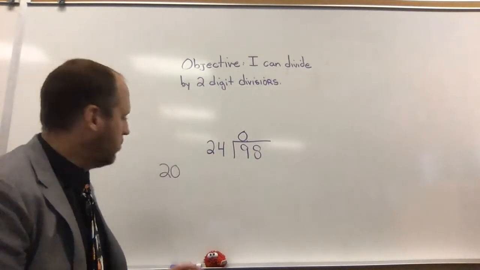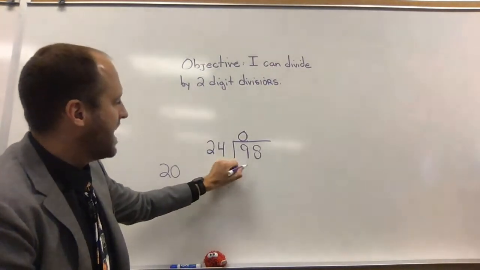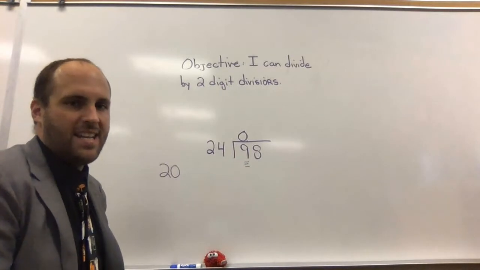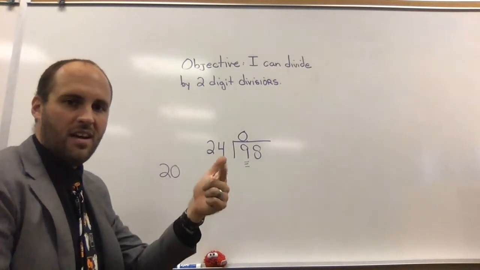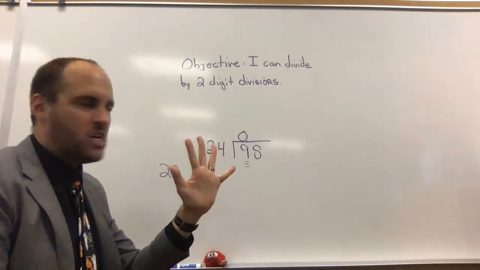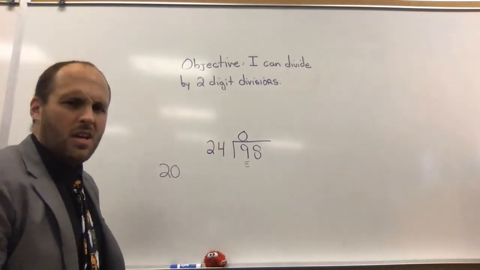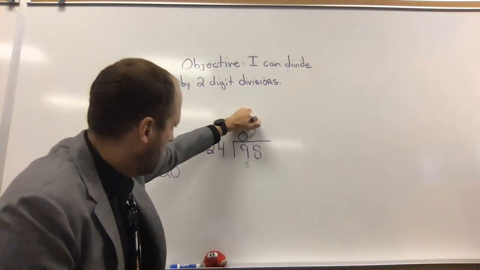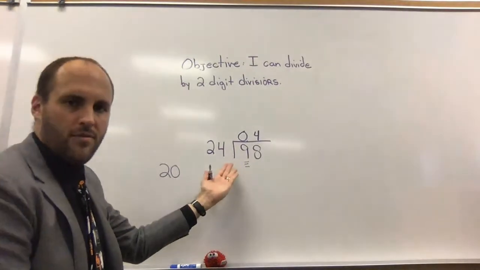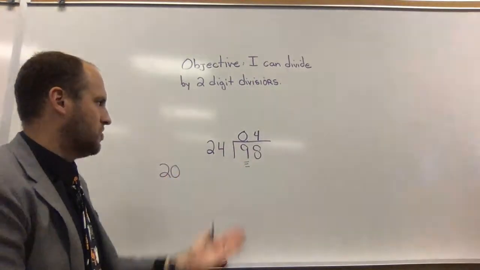I am then going to count, kind of looking at my 9 tens here, and see how many groups of 20 I can get out of 9 tens. So 20, 40, 60, 80. If I go to 5, that's 100, and 100 is bigger than 98. So that tells me I probably need a 4 here because 4 times 2 is 8, and that's close to 9.